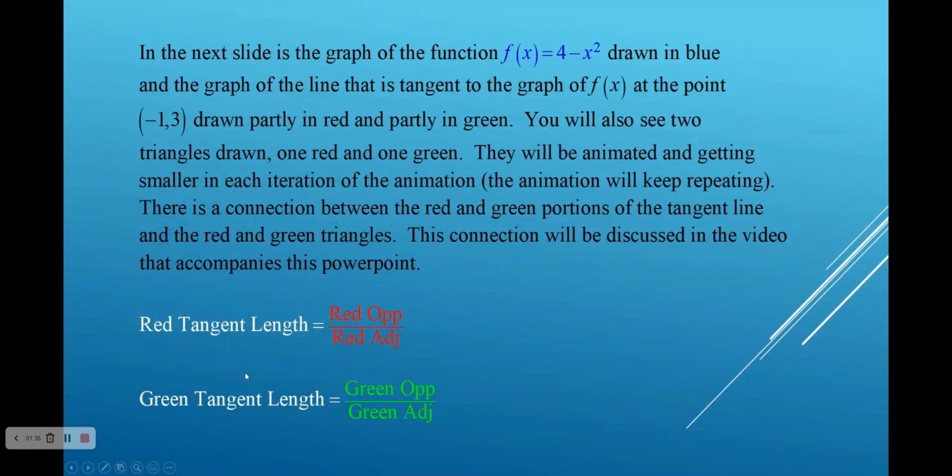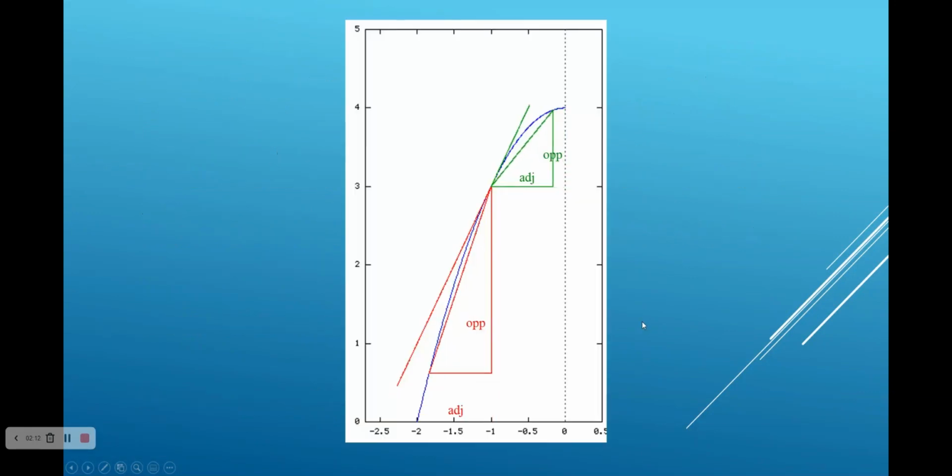The red portion of the tangent line, its length is going to equal the ratio of opposite to adjacent lengths relative to a particular angle in this triangle that I mentioned. And the green tangent length, the length of the green portion of the tangent line, is going to be this opposite over adjacent, again relating to the green triangles.